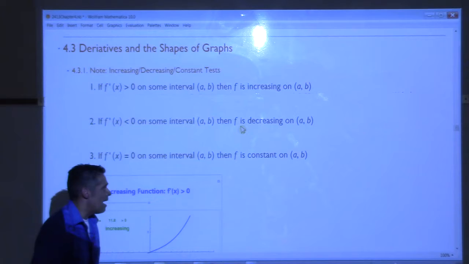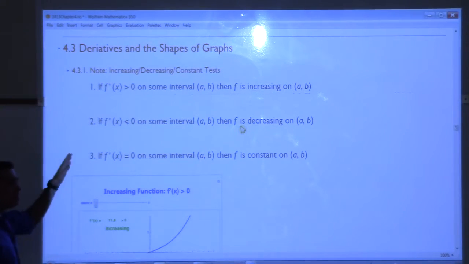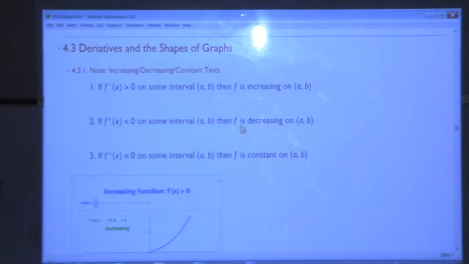Derivatives and the shapes of graphs. Moving into the next section. We're supposed to do a quiz here soon, aren't we? We can get through the beginning of this. There's a lot of notes here. These are all on Canvas. Don't sit and try to copy all this down. The beginning is just some definitions, and we've already talked about this a little bit.